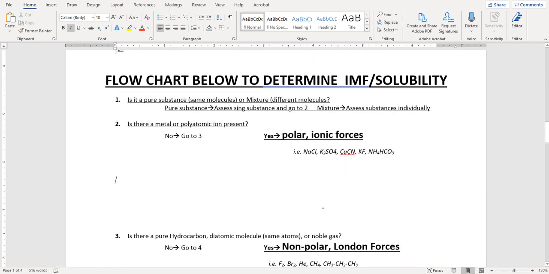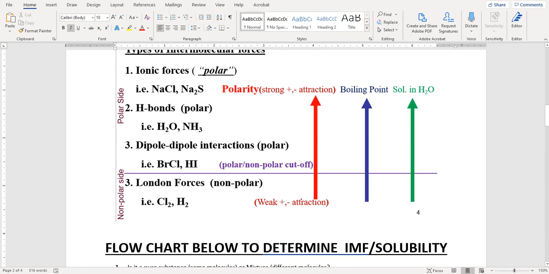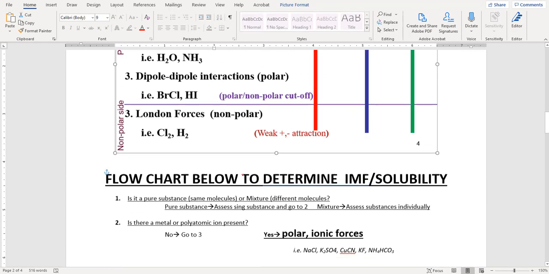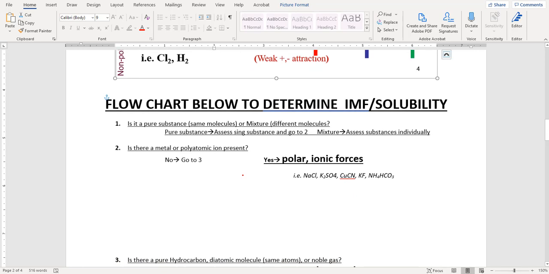This flowchart right here will allow you to assess whether each molecule is ionic, hydrogen bond, dipole-dipole, or London, as you see in this summary page right here. So if you get in the habit of following this flowchart and you master this flowchart, then you'll be able to instantly figure out the dominant intermolecular force for each molecule. Now, you're not allowed to have notes on a quiz or exam, but by mastering this, practicing it over and over, then you won't need it.